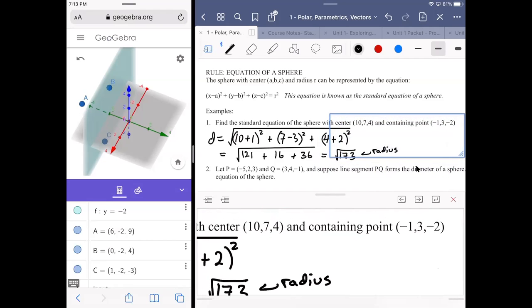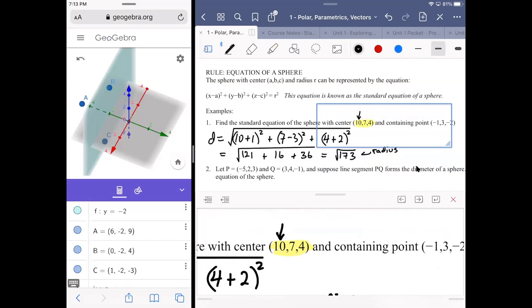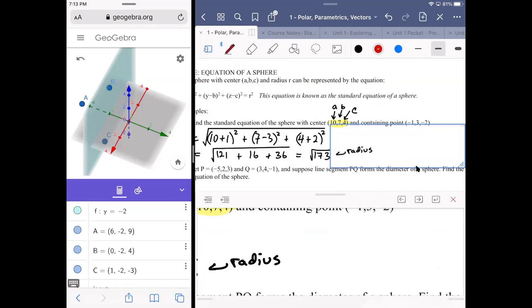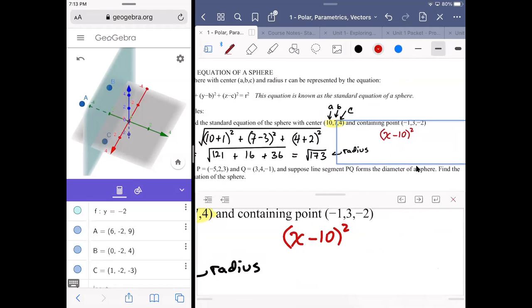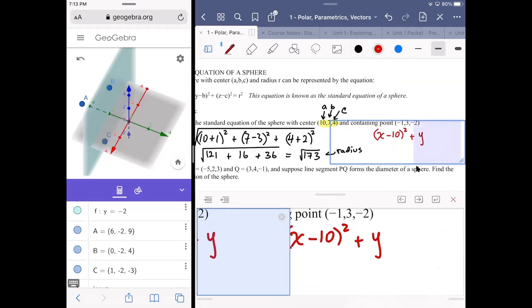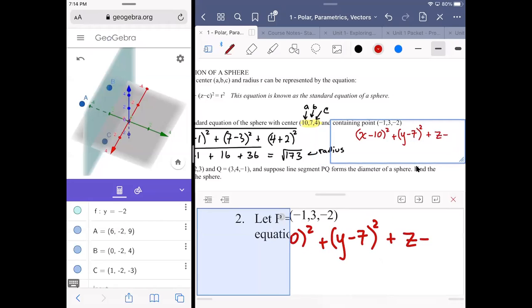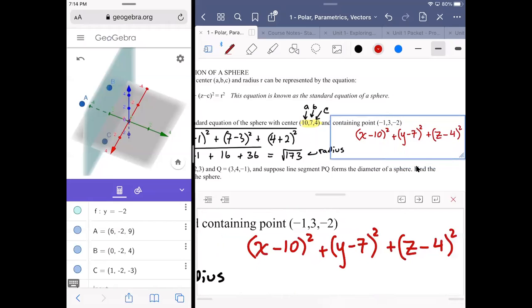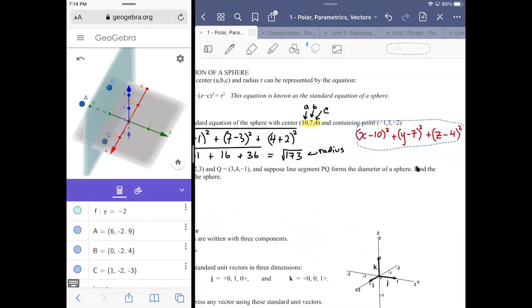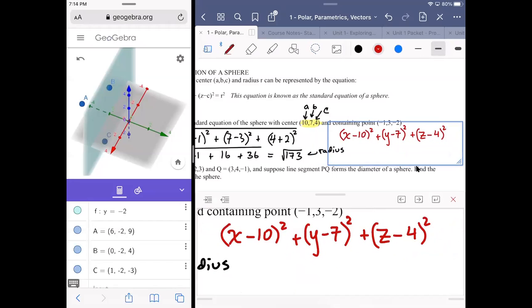So if we're popping it into this model, then what we're doing is identifying the center. That center has values A, B, C. And so our equation is going to be x minus the A value squared, plus y minus the B value squared. Let me go off the end here. Plus z minus the C value, so 4 squared. And then that's going to be equal to that radical 173 squared, which is just going to become a plain old 173.